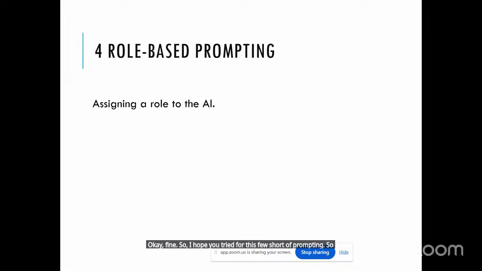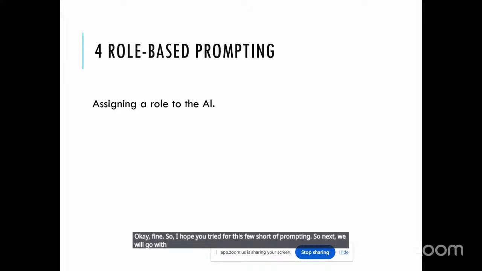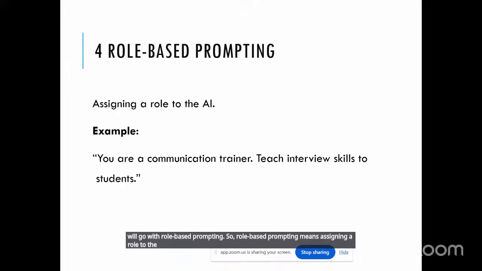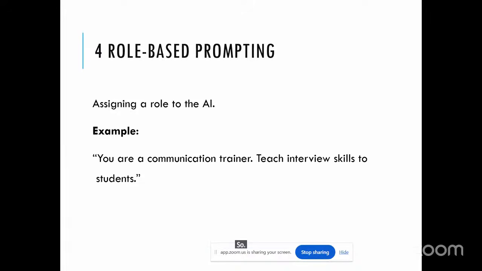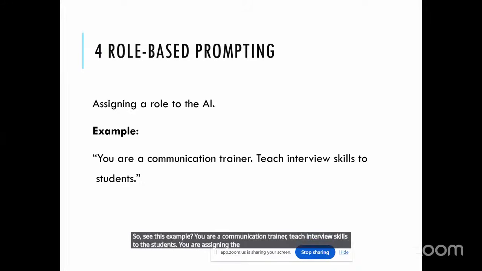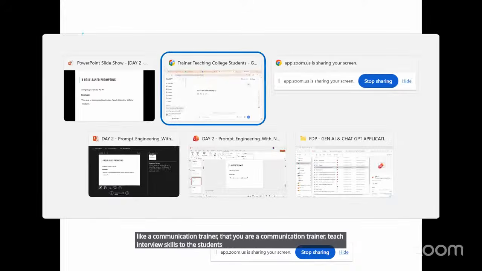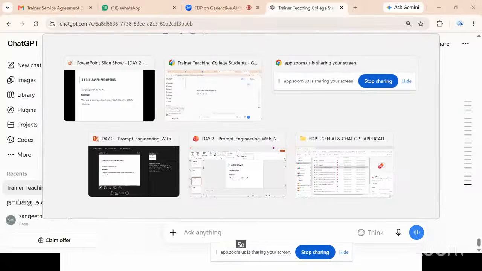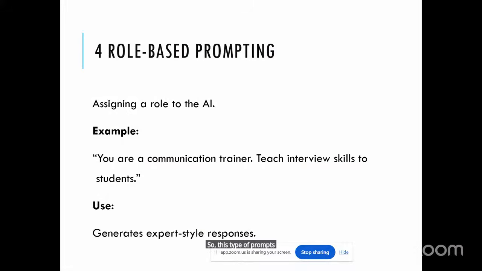So next we will go with role-based prompting. So role-based prompting means assigning a role to the AI. Okay, for example, see this example. You are a communication trainer. Teach interview skills to the students. You are assigning the role. You are telling the AI to think like a communication trainer. Teach interview skills to the students. So this type of prompt generates expert style responses.